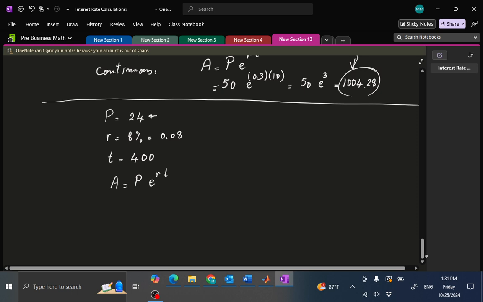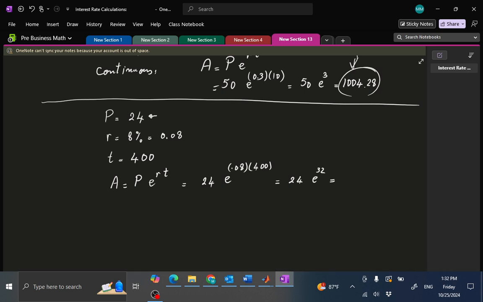Let's use continuous compounding because it's simplest. Principal is $24. The rate is 0.08, and the amount of time we waited, we approximated to be 400 years. So this becomes 24 times e to the power of 4 times 8, which is 32. So what is that amount? Let's go ahead, again, find our calculator and punch it in.